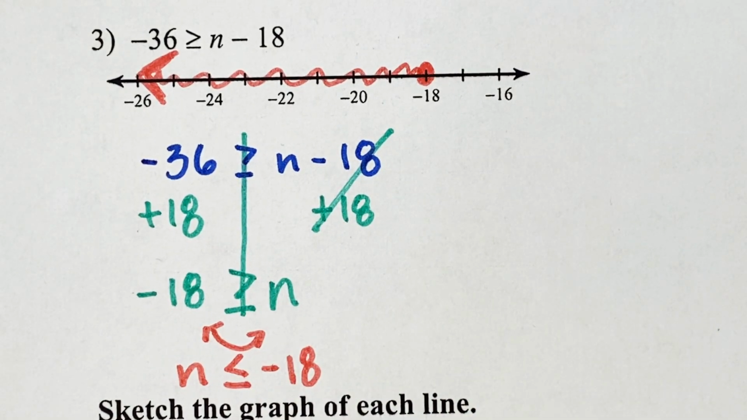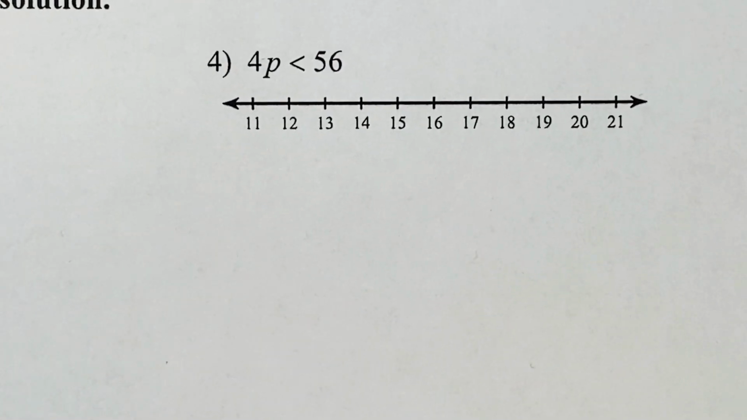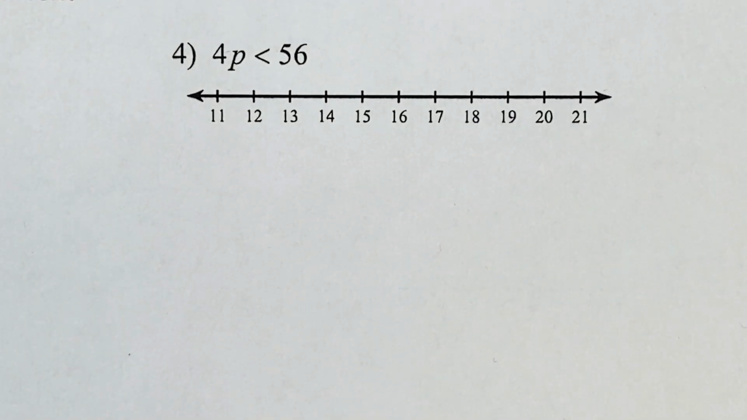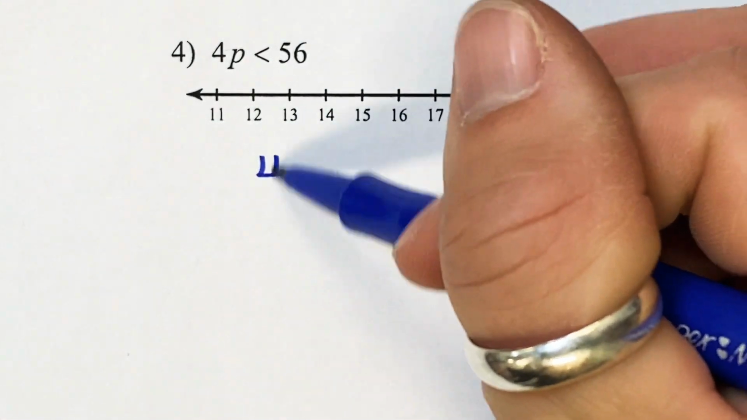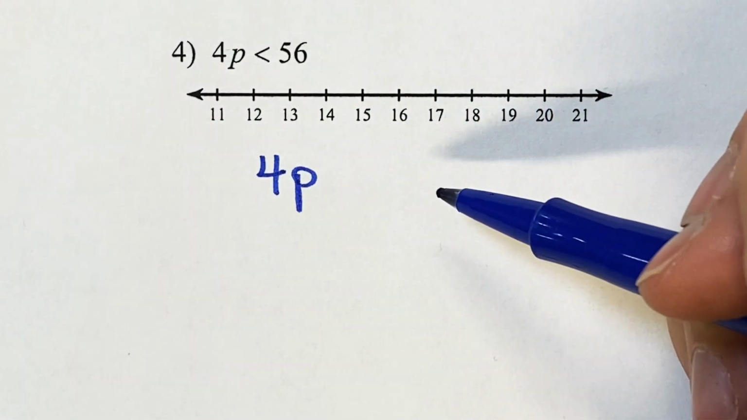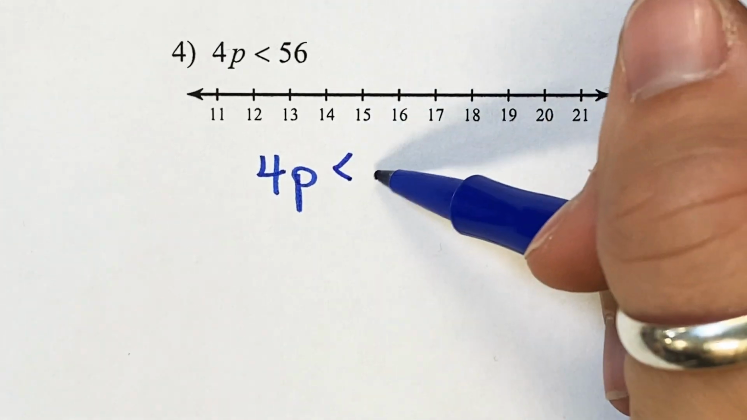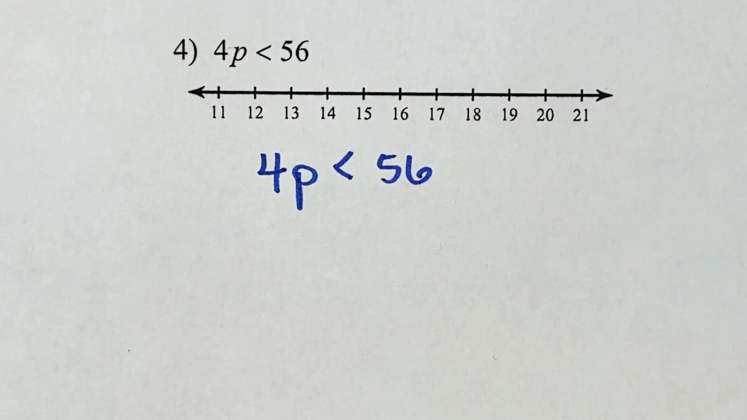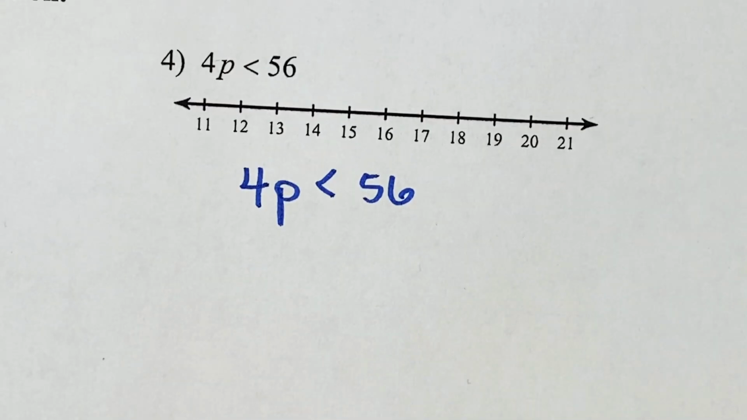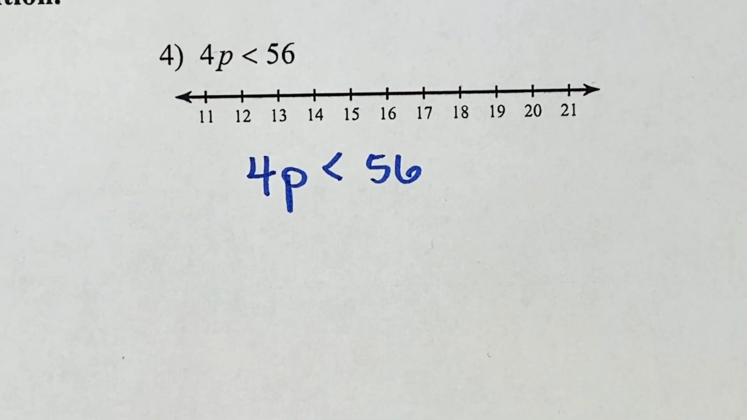Okay, so let's look at number 4. We have 4 is attached to that P is less than 56. So I'm going to go ahead and rewrite it down here so we can solve. 4 times P is less than 56. Okay, so we're going to solve this the exact same way, right? We're trying to get that P all by itself.